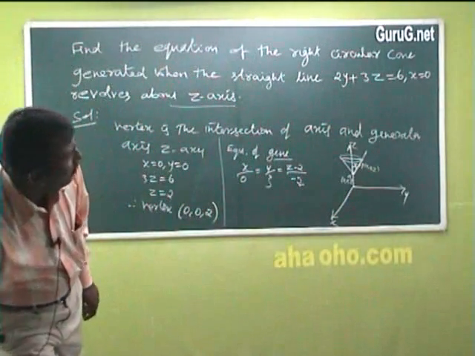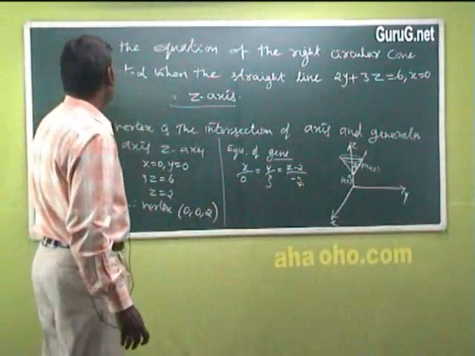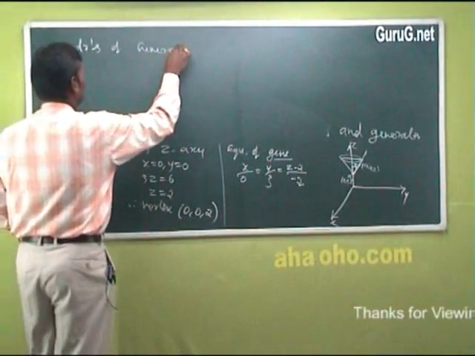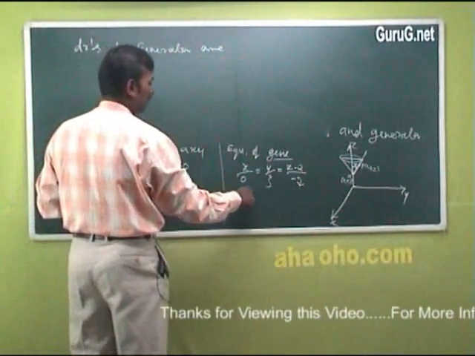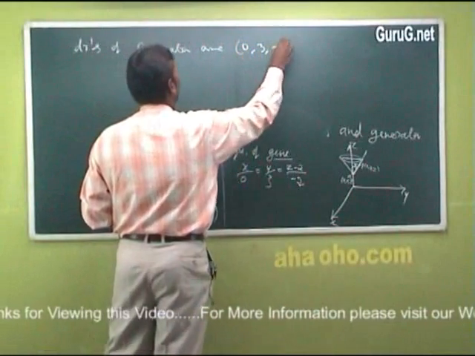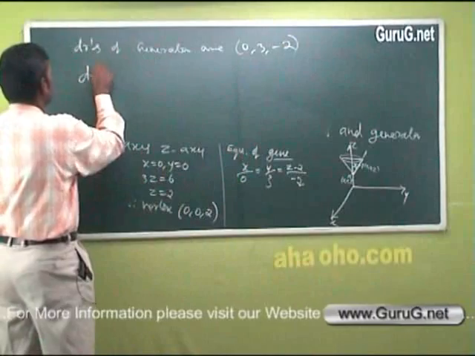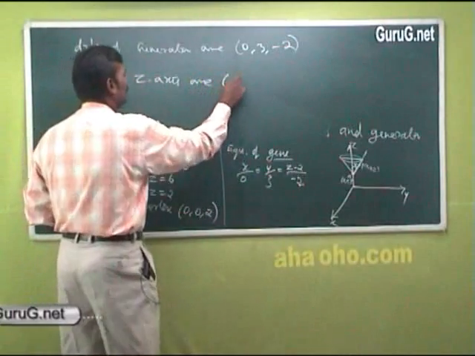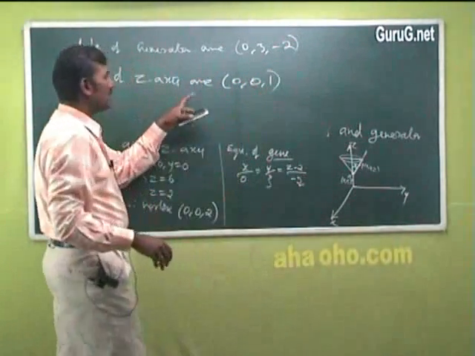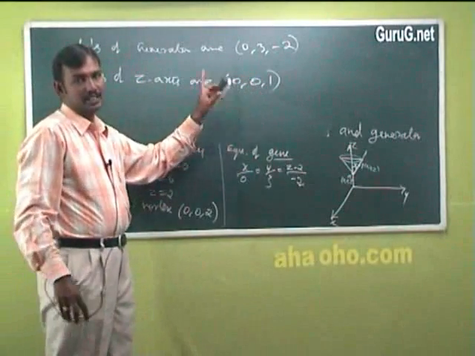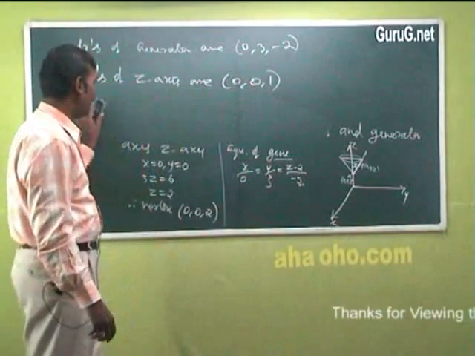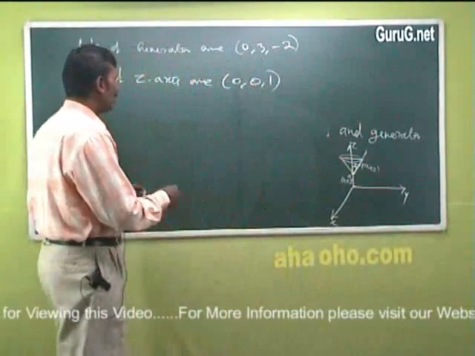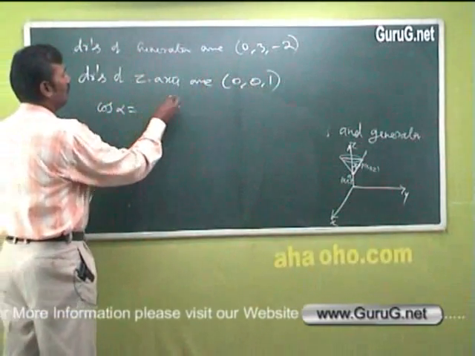So now the drs of generator are 0, 3, minus 2, and the drs of the z axis are 0, 0, 1. The drs of x axis are 1, 0, 0, and the drs of y axis are 0, 1, 0, like that. Alpha is the angle between the axis and the generator. Therefore, cos alpha equal, what is that?